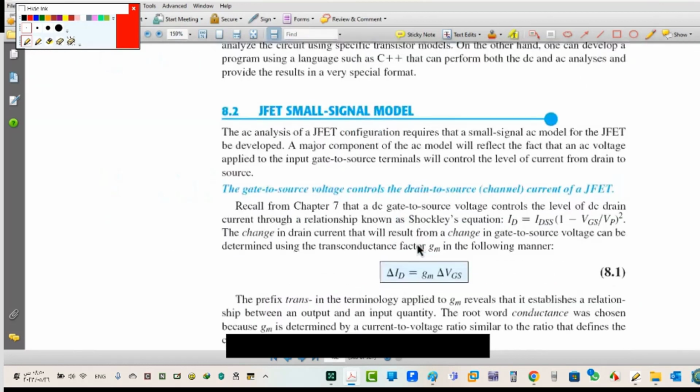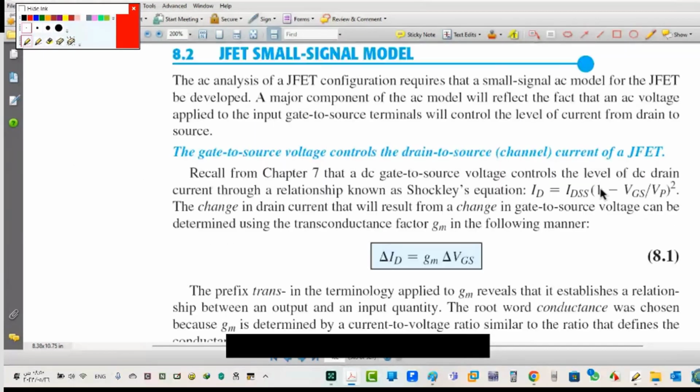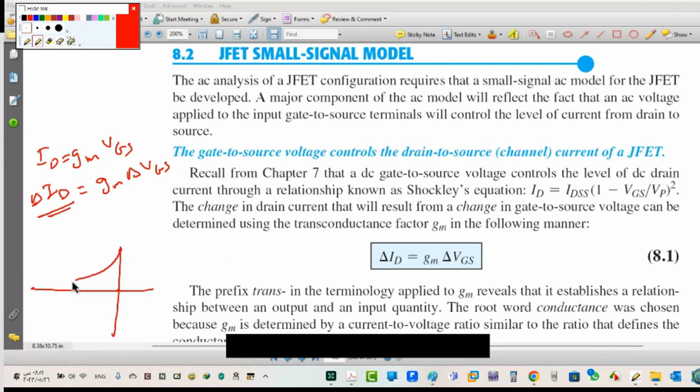Here we are. JFET small signal model. The gate to source voltage controls the drain source current of the JFET. I know ID equals gm VGS, so delta ID equals gm delta VGS. If I take small changes in delta ID with delta VGS, it gives me something called gm. What is gm?